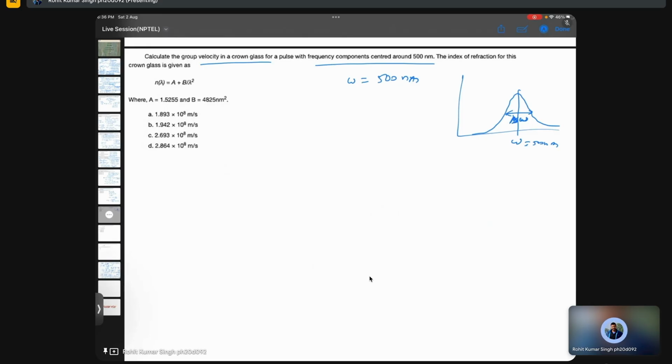And the refractive index relation is given, so it is the same, A plus B by lambda square. A and B are also given. And you have to find the group velocity. So how do you do that? Anyone?